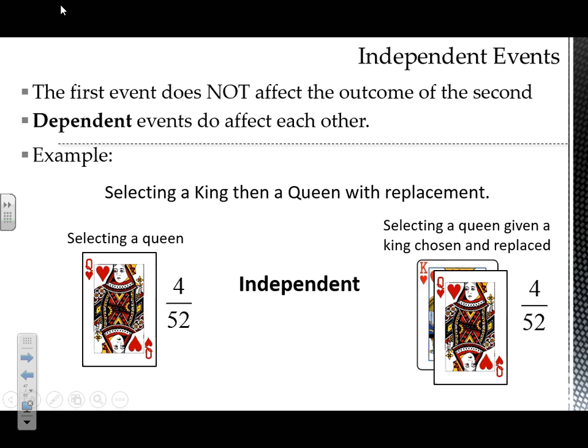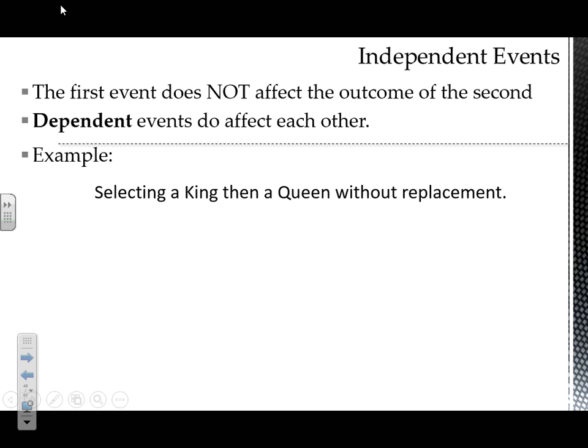Now if we look at this a little bit different way, if I select a king and then a queen without replacement, the queen is my second event, and here's where people make mistakes a lot of times when they're trying to determine independence. You can do it a couple different ways, and we'll talk about that in a second, but we're looking at selecting a queen after knowing we selected a king. So there's a definite order to our events.